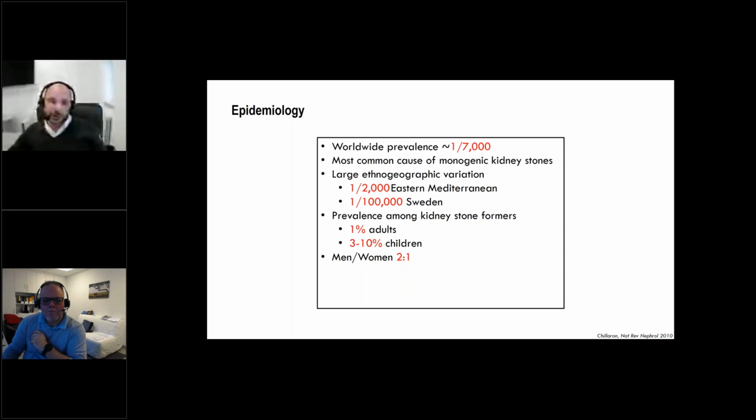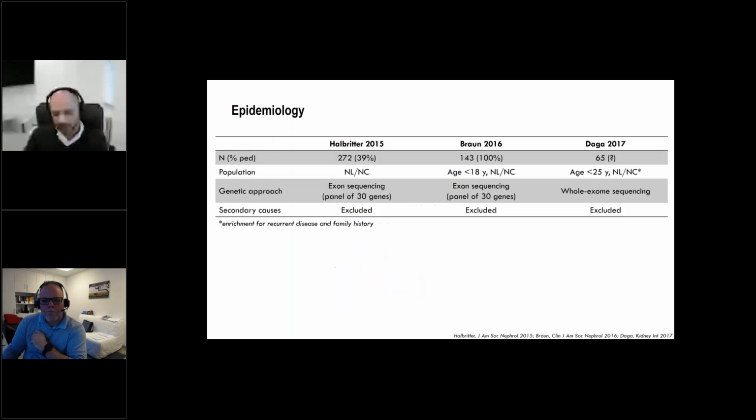The idea of cystinuria being relatively adult has been challenged by a series of studies by Hildebrand. These studies used cohorts mixing pediatric and adult patients, with a genetic approach including a panel of 30 genes, mostly monogenic. One of them was sequencing of secondary.